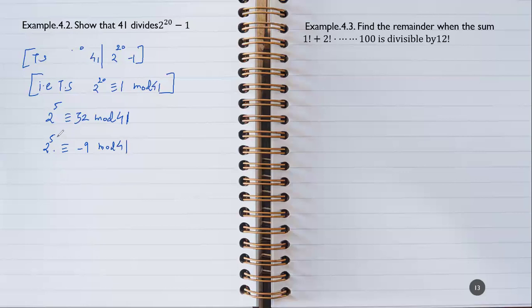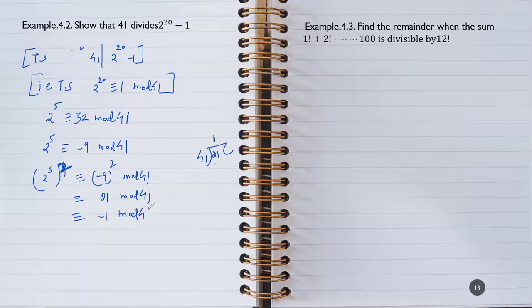And if I raise it to the power 4, wait, do not raise it to the power 4 directly. First raise 2 to the power 5 to the power 2. Then 5 multiplied by 2 will be 10. If I raise minus 9 to the power 2 mod 41, then it will be 81 mod 41. If I divide 81 by 41, 41 times 2 is 82, then it will be minus 1 mod 41.